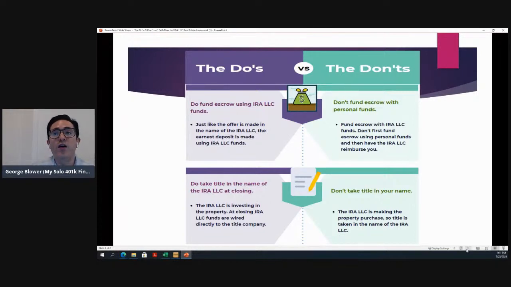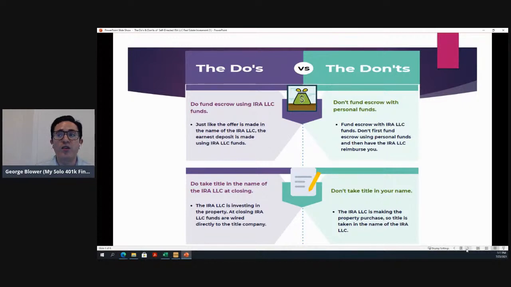So now at the closing, again, we notice the pattern. Do take title in the name of the IRA LLC at closing. Since the IRA LLC is investing in the property, the title is taken in the name of the IRA LLC, and the IRA LLC funds are wired directly to the title company.